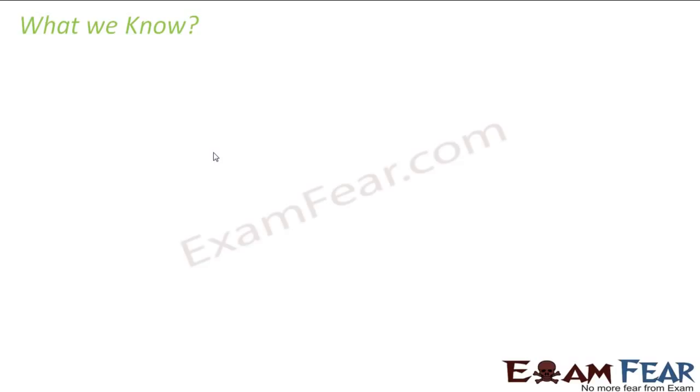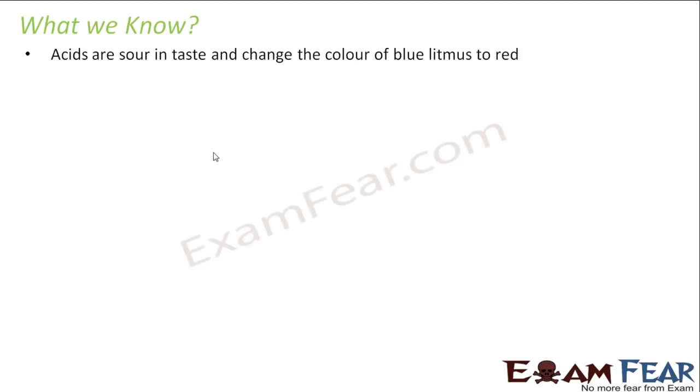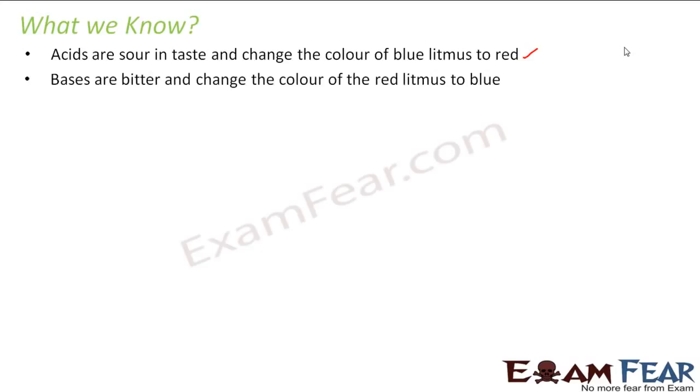Before we even start the chapter, let's recap what we already know from our previous classes. We know that acid are sour in taste and change the color of blue litmus to red. These things we know, right? We have learned this in our previous classes. We also know that bases are bitter in taste and they change the red litmus to blue.